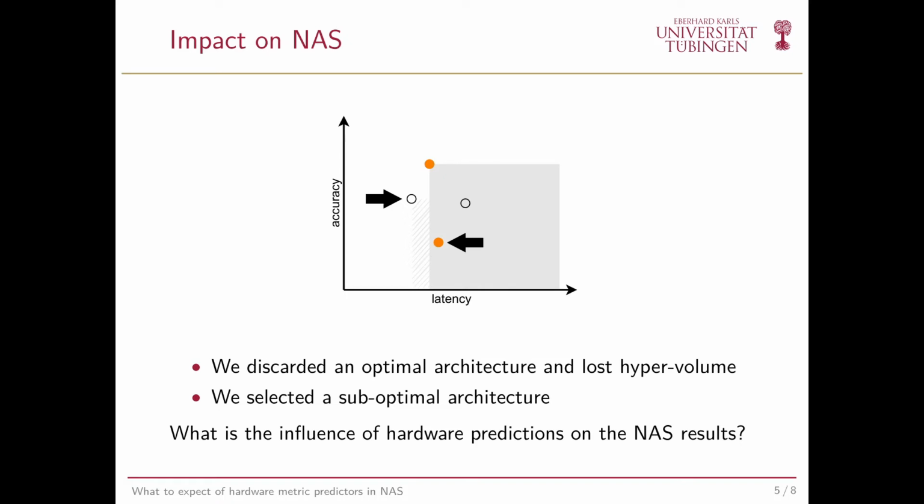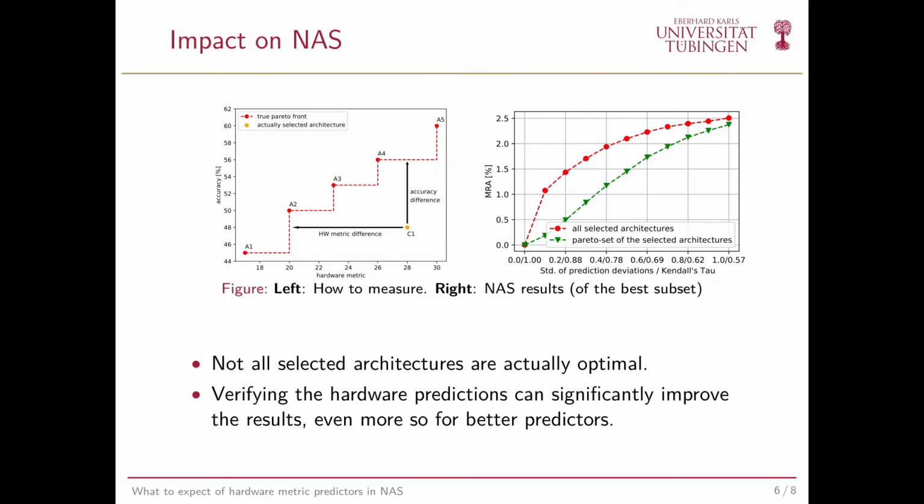Okay, next we will quantify this, both as a drop in accuracy on average and also lost hypervolume. So here's how we do it. On the left-hand side, you can see how we measure loss in accuracy. On the right-hand side, the result. And let's consider the red line first on the results.